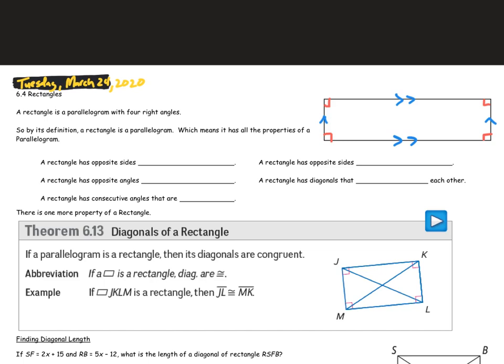So looking at the definition of a rectangle, I know that it has all the properties of a parallelogram. So a rectangle has opposite sides that are congruent. That was one of the first properties that we've learned about a parallelogram. A second property is that it has opposite sides parallel. We know that a rectangle will have opposite angles congruent.